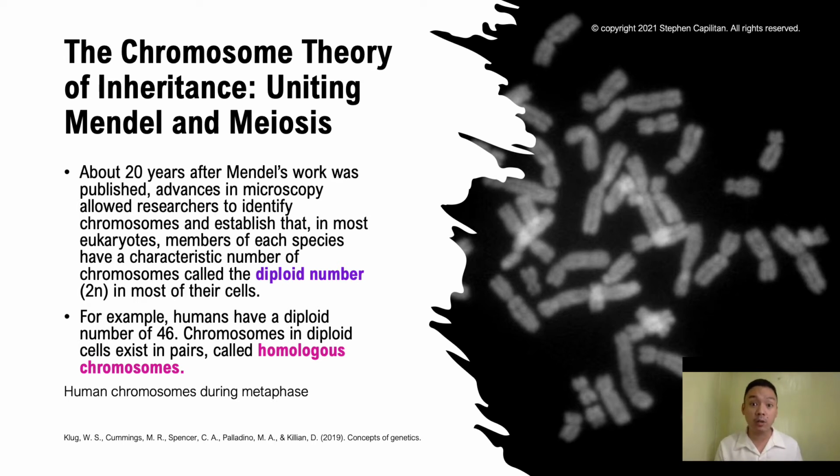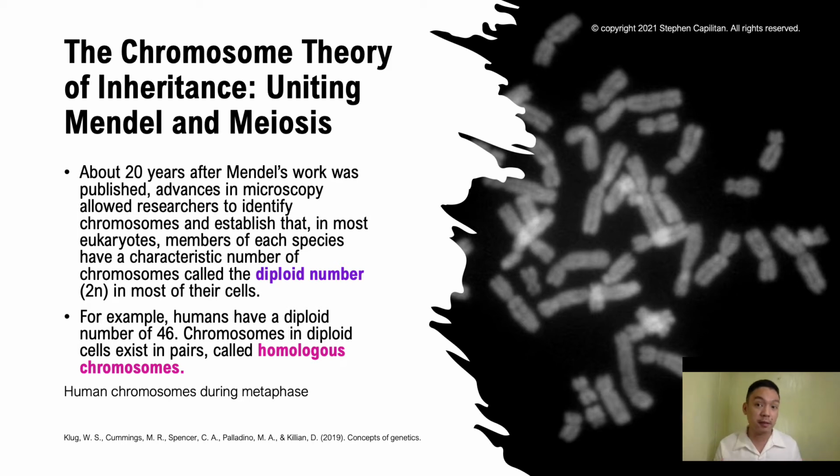in most eukaryotes, the cells that have a nucleus, members of each species have a characteristic number of chromosomes, and we call that the diploid number, 2n, in most of their cells. For example, humans have a diploid number of 46. 22 pairs of them are autosomes and one pair are the sex chromosomes. Chromosomes in diploid cells exist in pairs and we call them homologous chromosomes.